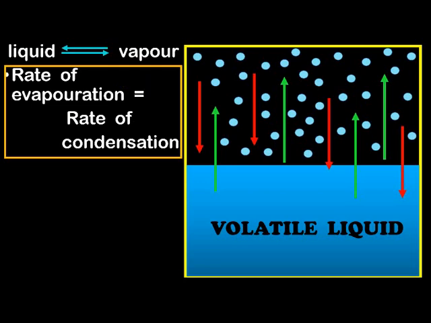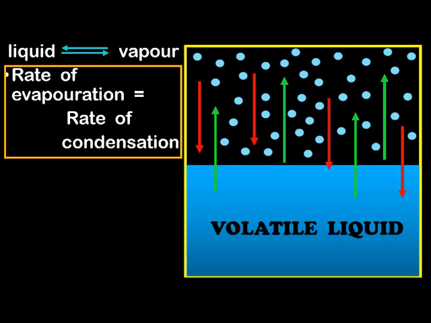Now at this equilibrium, can you see there are still vapors present? These vapors will apply pressure on the liquid. These vapors that are present will apply pressure on the liquid, and the pressure applied by these vapors is called vapor pressure. Clear with this?